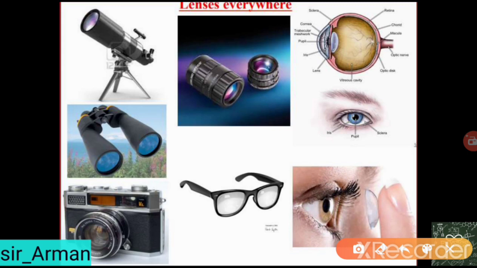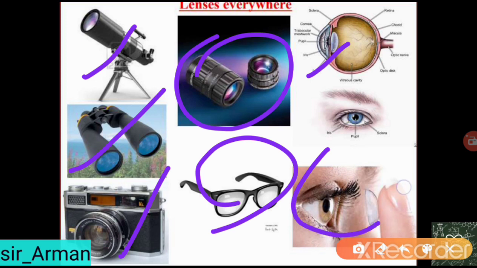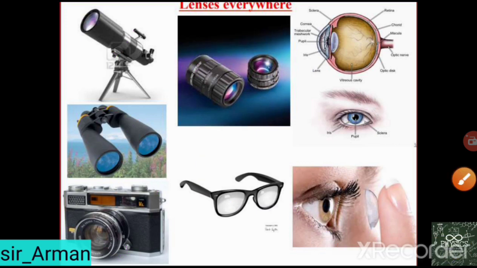Let us see. Here in the telescope we are using a convex lens. Here we have a microscope, where again we are using a convex lens. Here binoculars, then camera, then specs, then our eye, and eye lenses. So in all these cases we are using convex and concave lenses. Many of the things given here use a convex lens.